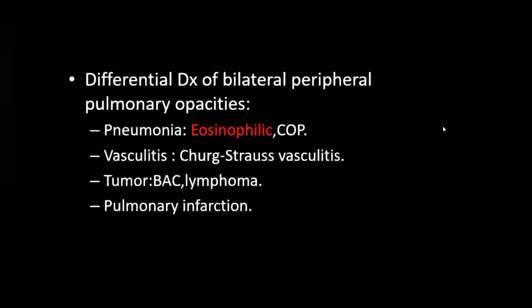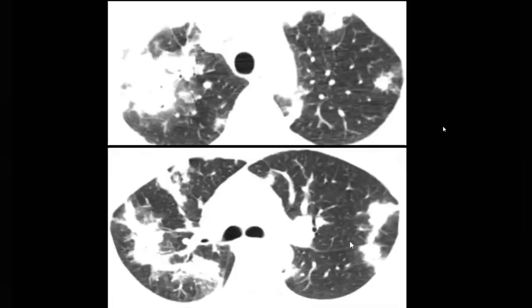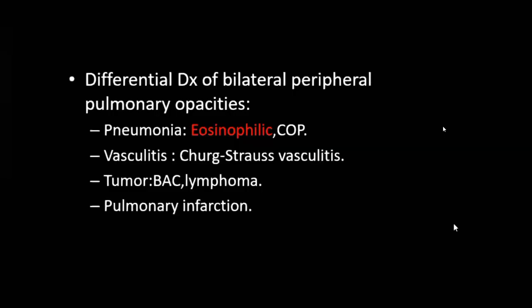You may consider pneumonia, including chronic eosinophilic pneumonia or cryptogenic organizing pneumonia, and you can see here what we call perilobular opacity consolidation. This is the secondary pulmonary lobule, and you see some consolidation around it. Again, this is a feature of organizing pneumonia, COP. But with the history of asthma, this tends to be eosinophilic pneumonia.